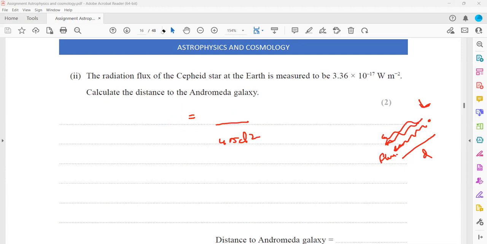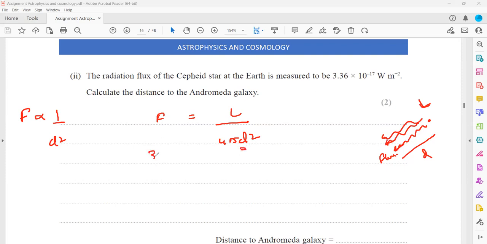D is the distance. The relation follows the inverse square law. If the distance doubles, the flux will be a quarter. If the distance is 3 times, the flux will decrease by 9. So flux equals luminosity divided by 4 pi d squared, and we want to work out the distance d.